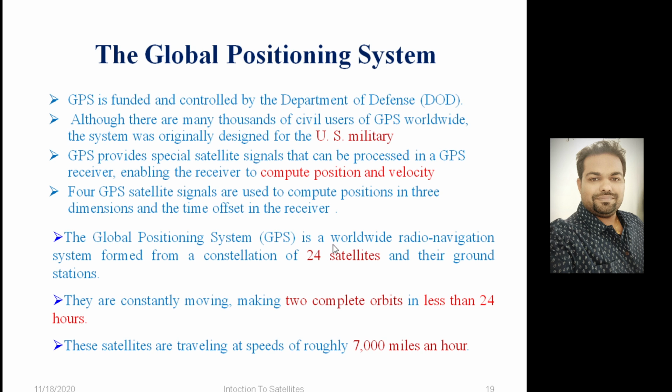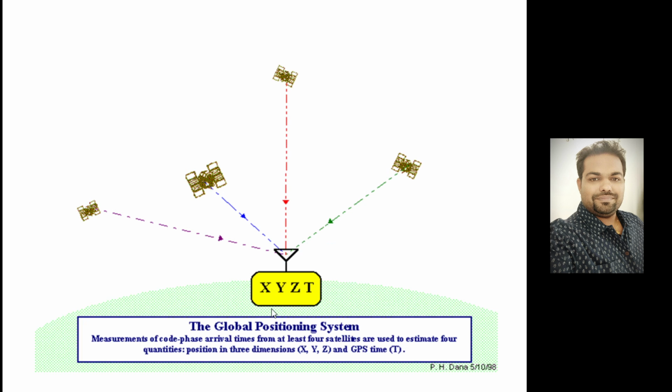The Global Positioning System is a worldwide radio navigation system formed from a constellation of 24 satellites and their ground stations. They are constantly moving, making two complete orbits in less than 24 hours, traveling at a speed of nearly 7,000 miles an hour. So the global positioning system is monitored by 24 satellites kept in different orbits, and in every orbit approximately four satellites are traveling. So this is one example. At least four satellites are needed to find the exact location and velocity.